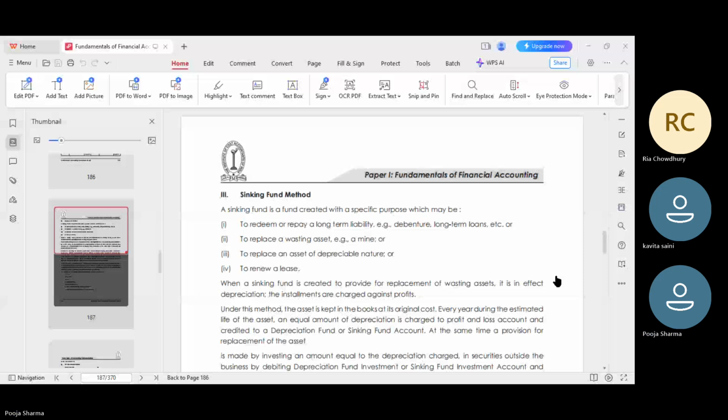Now, its objective. What will be the objective? The main goal of the sinking fund method is to accumulate enough fund, including interest income, to cover the cost of replacing the asset. Whenever we replace the asset, we should have the complete amount in hand to purchase a new machine. So this is the basic concept.